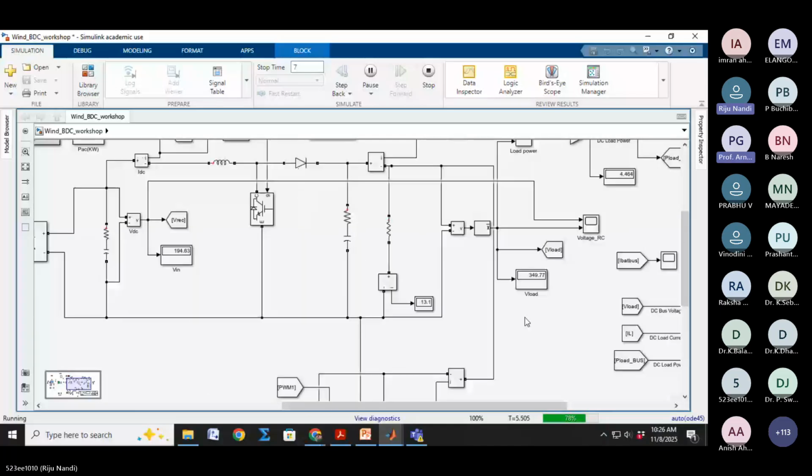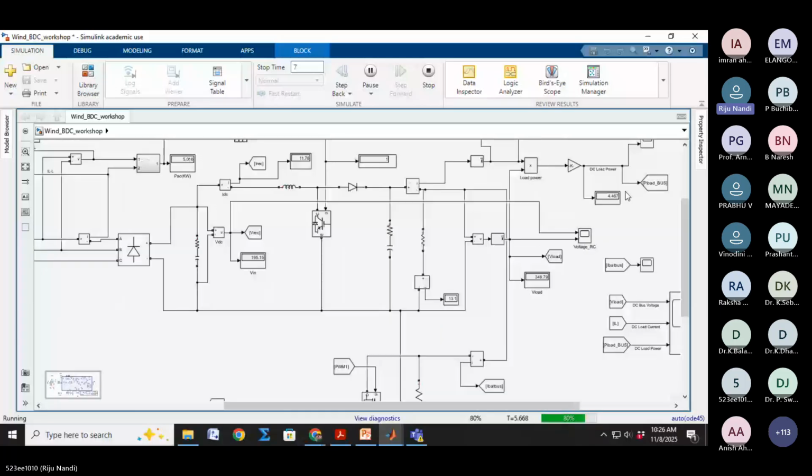Riju, please carry on. So now you can see after running the simulation that the current I got is 13 ampere and the load voltage is constant at 349, near about 350 volt. Okay, that is constant, and we got the power of near about 4.5 kilowatt, and the bus voltage is 349, near about 350 volt.